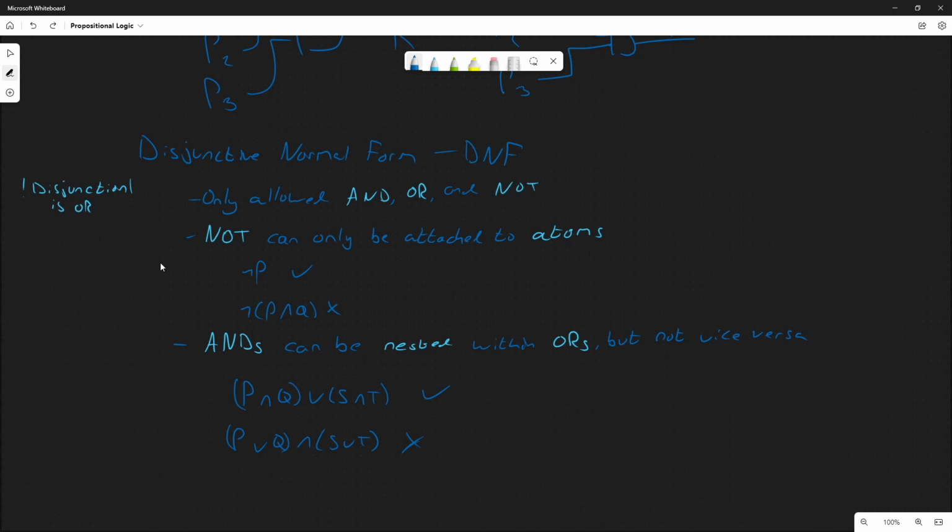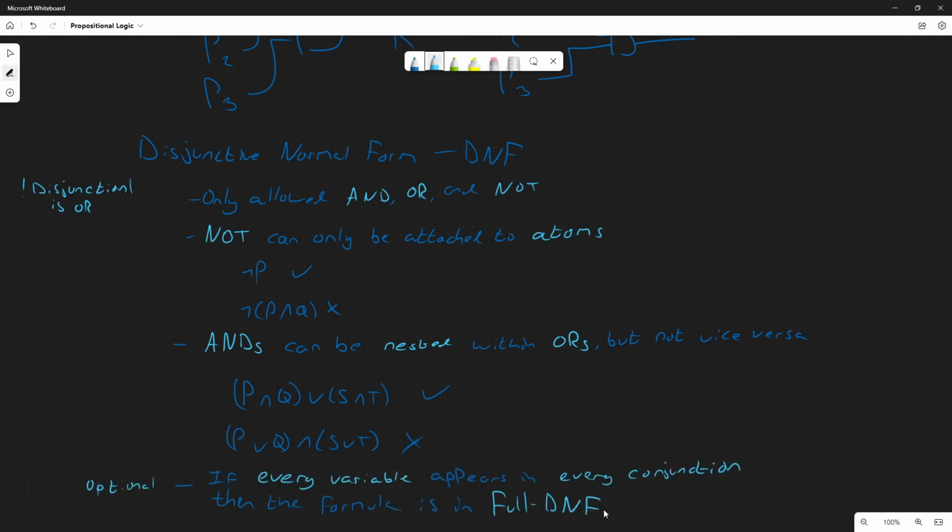Now finally, there is one last optional rule, which is that if in every single conjunction every variable appears, then you are in full DNF form, full disjunctive normal form. So if the previous three apply and the fourth applies, you're in full disjunctive normal form. However, if only the first three apply, you're in regular disjunctive normal form.